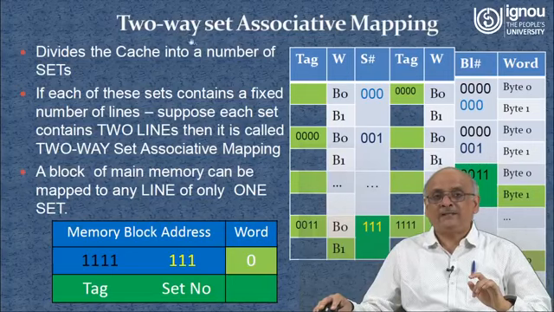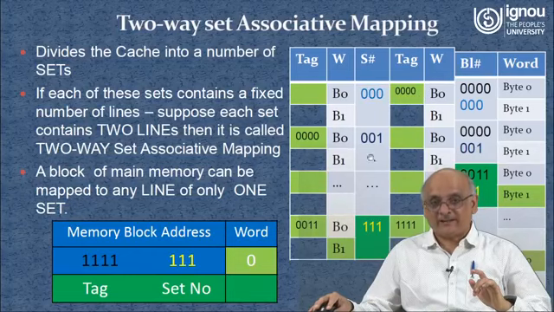Two-way means there will be 2 possible tags, which are 2 lines of cache in the same set. If it is 4-way, then we will have 4 possible tags, 4 possible lines in a set. So now instead of line, we call it set, and in one set it is 2-way. There are 2 main memory blocks which can reside, one here, another here, and both are checked simultaneously. So it is direct mapping to a set, and within a set, any of these locations, that is associative.